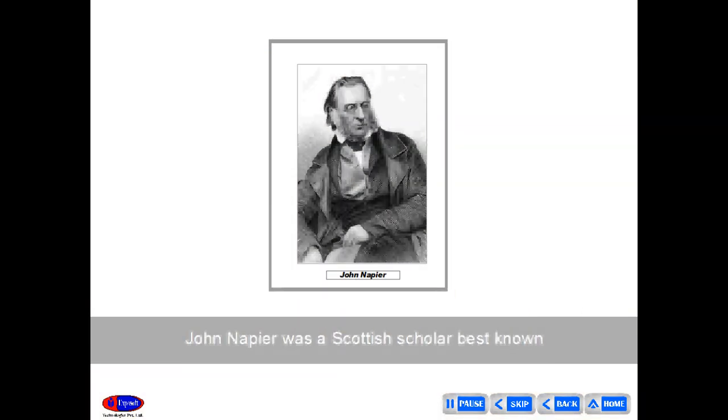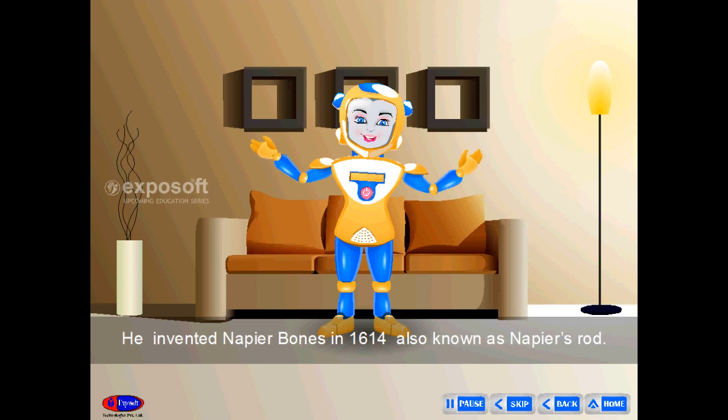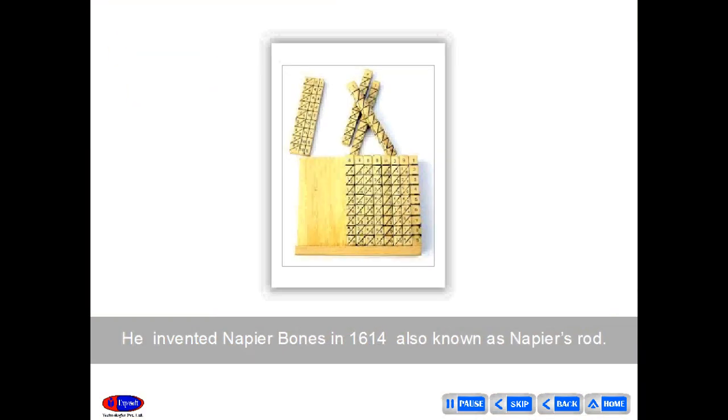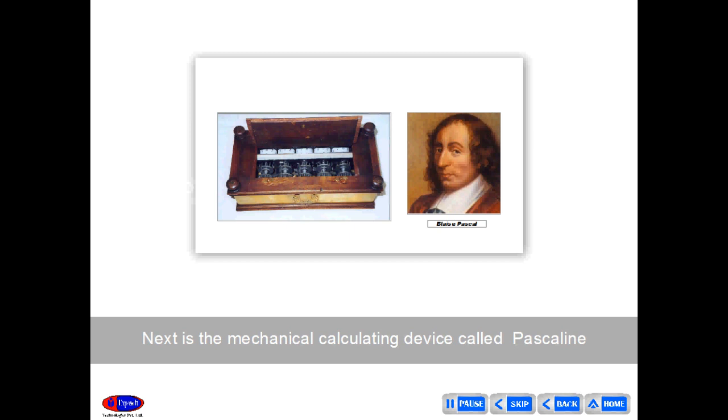Napier. John Napier was a Scottish scholar best known for his invention of logarithm. He invented Napier bones in 1614, also known as Napier's rod. It is a set of numbered rods which were used to multiply any number by a number from 2 to 9. Pascaline. Next is the mechanical calculating device called Pascaline, discovered by Blaise Pascal, a French mathematician, in 1642.